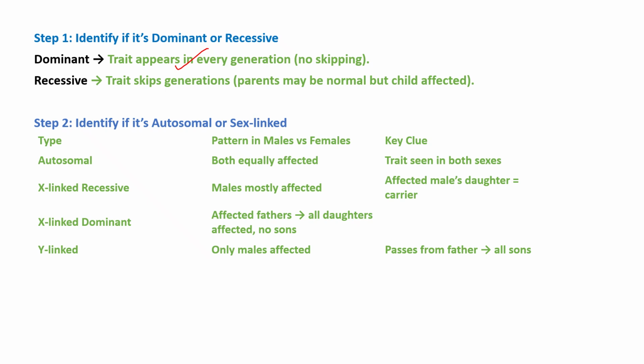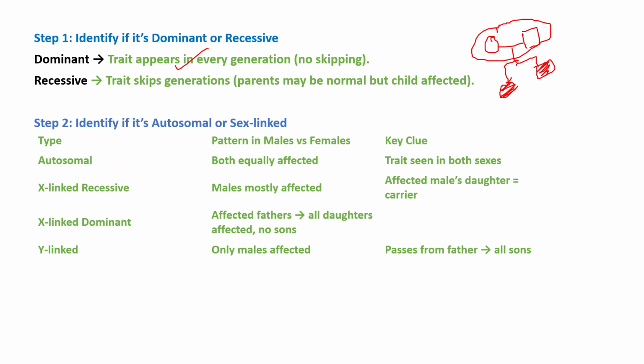Recessive, how can you identify it as recessive? The trait will not be expressed in the parents, right? So it will not be expressed in the parents, but the offspring will be expressing the defective trait. So that means that is recessive. In the recessive, the parents will not be expressing any defective traits.